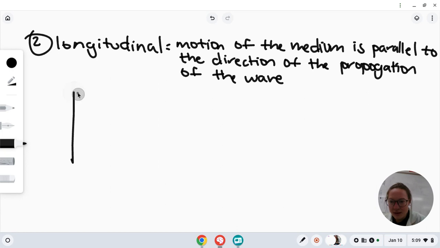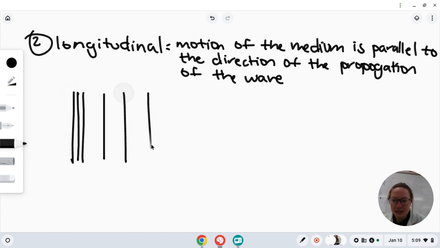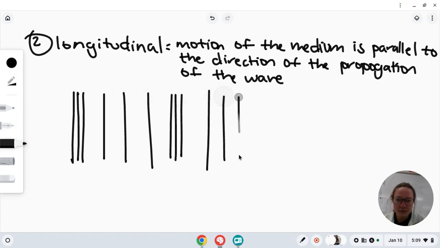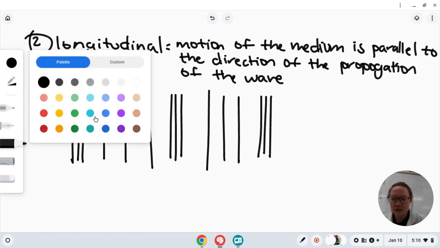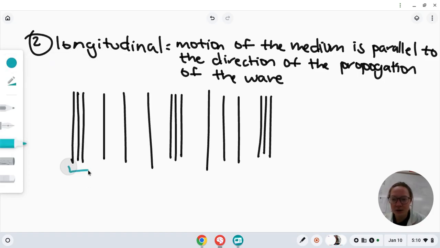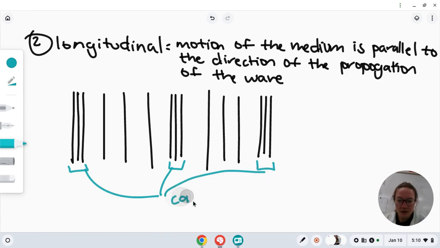You have some matter right here that's really compressed, then other matter that's spread out, then other matter right here that's compressed, then some more matter that's spread out, then other matter right here that's compressed. There are really two parts to a longitudinal wave. There's the squished up parts here, and we call the squished up parts compressions. These are compressions.